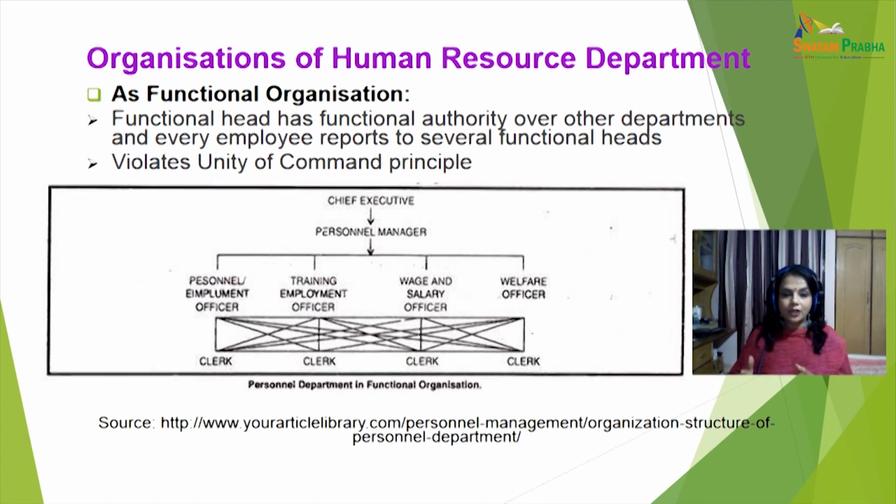So the functional head has complete knowledge about the function, and wherever that function is performed, the clerk will report to him regarding that function. Suppose, for example, there is this welfare officer. Even if a clerk is working under the wage and salary officer, for every matter related to welfare, he will consult the welfare officer. Likewise, a clerk working under the training department will also report to the welfare officer for any kind of problem related to welfare. So the welfare officer will sort out any problem related to welfare, even if it is performed in other departments. So this is the functional organization.